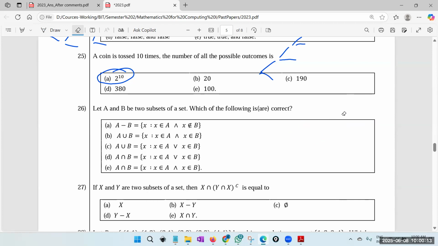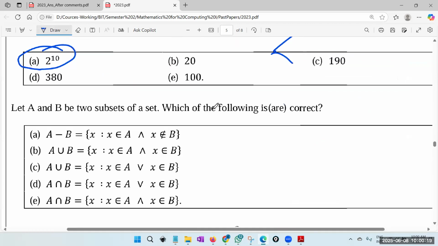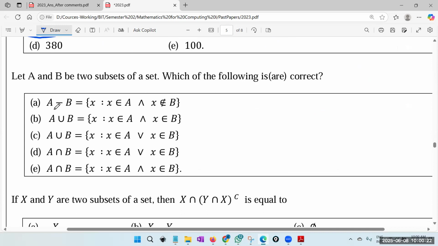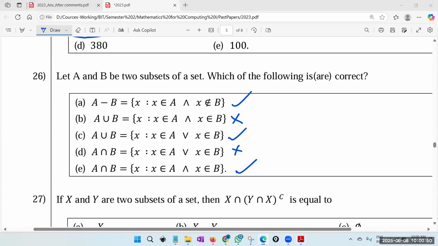Let A and B be two subsets of a set. Which of the following is/are correct? A minus B is: belongs to A and does not belong to B. Correct. A union B is: belongs to A or belongs to B. This is wrong. This is correct. Answers are A, C, E. 26, AC. Yes. Okay, just give 1 minute.